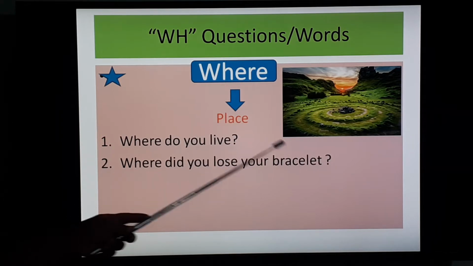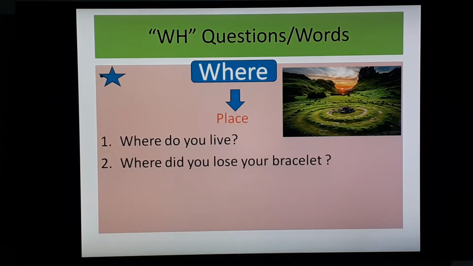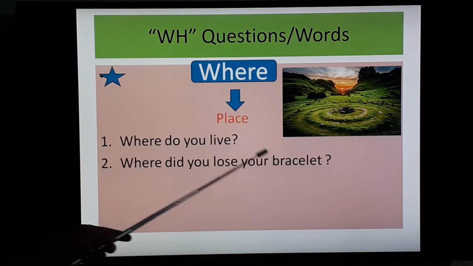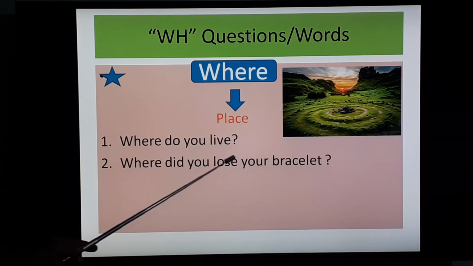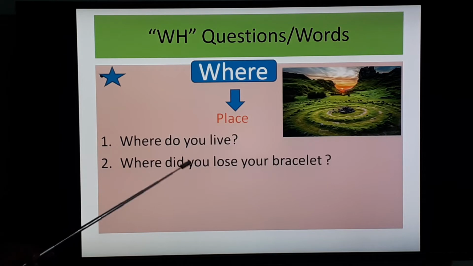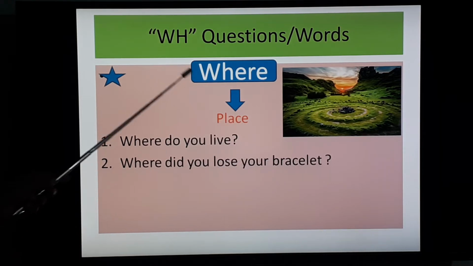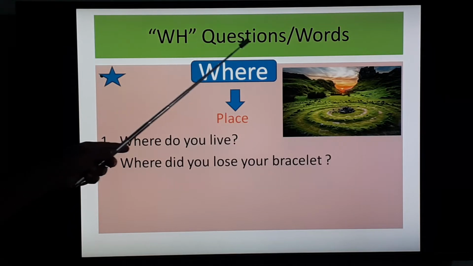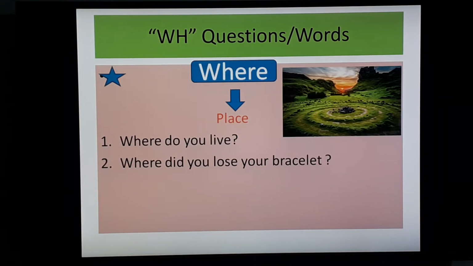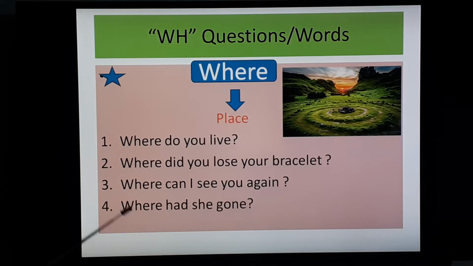Where did you lose your bracelet? So here, first of all, you have to be very clear how to frame an interrogative question first. Everything I have mentioned in my series of tenses, so kindly watch them, and then here you will come to know how to put all these WH questions. Where can I see you again? Where had she gone?